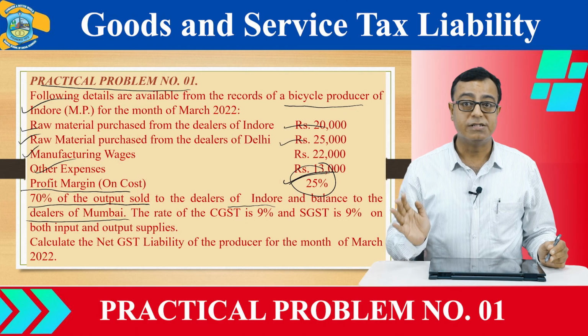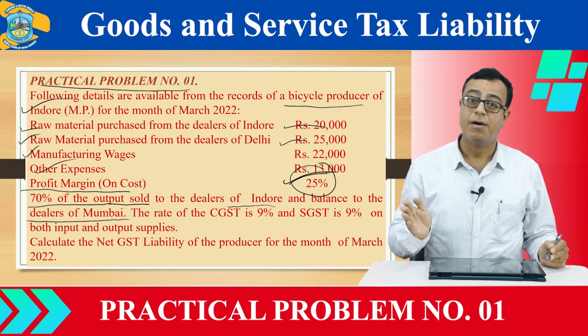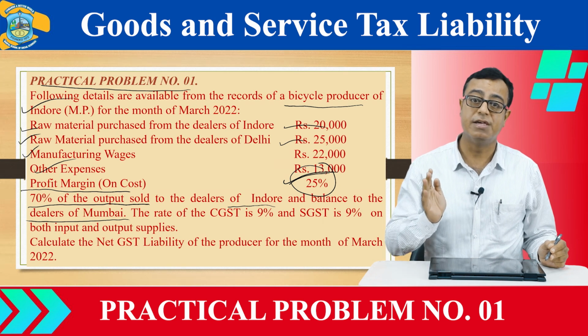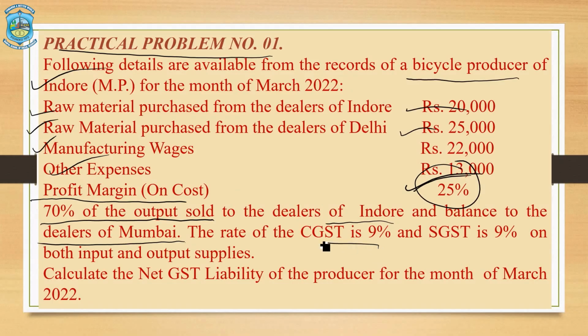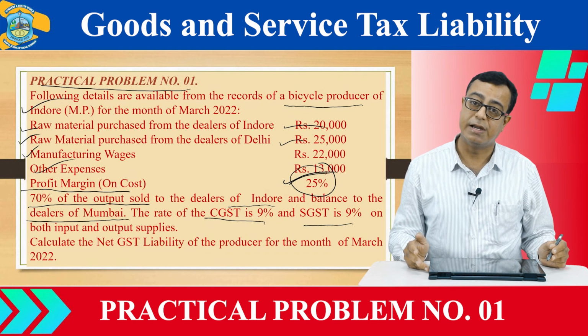Why are we classifying inter or intra? I think you all know it is the CGST, SGST and IGST. On intra-state transactions, we have to calculate CGST and SGST, but on interstate transactions, we have to charge IGST. Here we have the rates of CGST and SGST also, both are 9%. So it means total IGST will be 9 plus 9 equal to 18%.